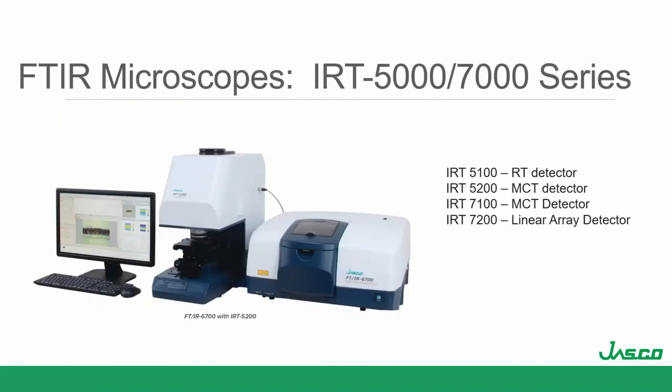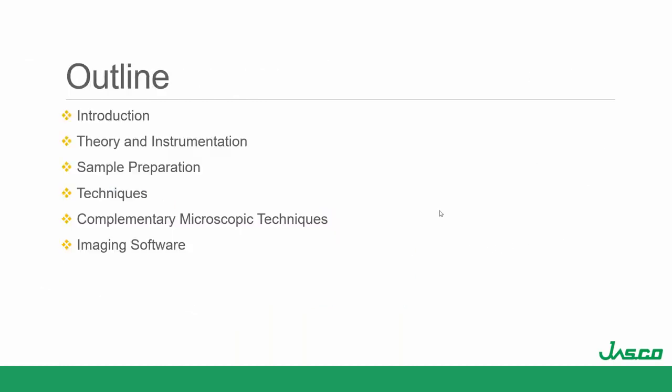A little bit about our FTIR products. For the microscopes, there are 4 different microscopes. There's one with a room temperature detector, and I'll be talking about detectors later. 2 with MCT, and then the 7200 has a linear array detector, and I'll be talking about detectors, like I said, later. An outline, there's an introduction.